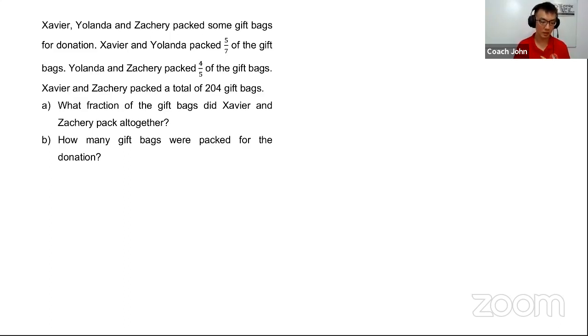And part B, how many gift bags were packed for the donation? The reason why there's part A and B is because you need to find the answer for part A, and high chance the part A answer will be used for part B. In very rare cases, you can find the answer for part B, then you can do part A. But sometimes, because you are able to do part B, probably you used a different route, or in the midst of not doing A but finding B, you have already created some steps that have helped you to find the answer for A as well without you knowing.